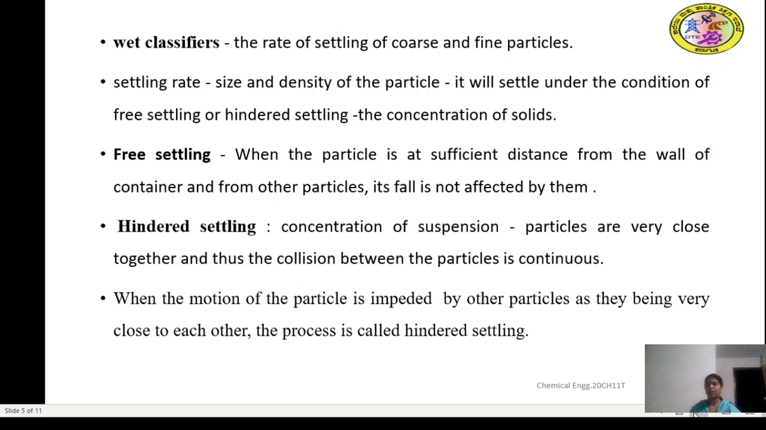If the slurry has a higher concentration of solids, the particles are very close together, and the collision between the particles is also continuous.